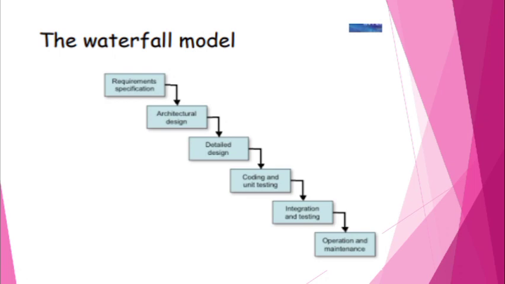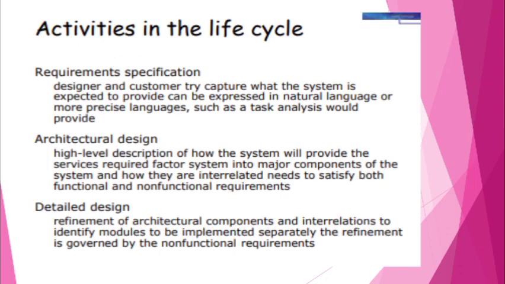The last one is operation and maintenance. After product release, all work on the system is considered under the category of maintenance until sometime a new version of the product demands a total redesign or the product is phased out entirely. So these are the activities in the life cycle as I mentioned before.